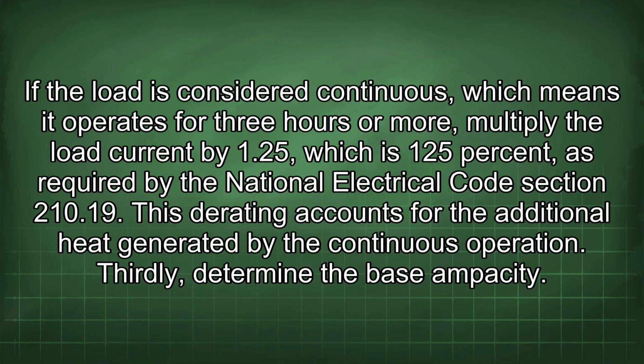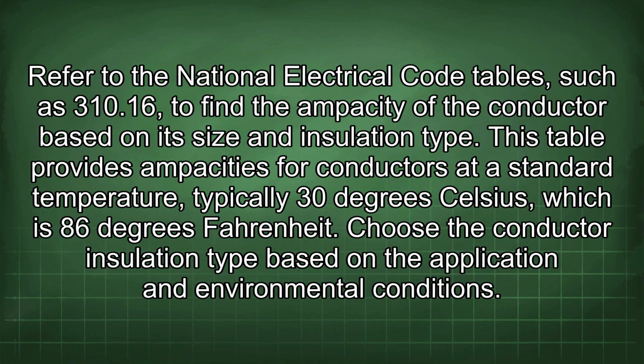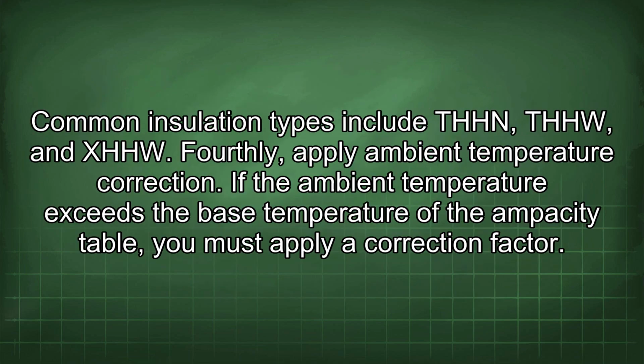Thirdly, determine the base ampacity. Refer to the National Electrical Code tables such as 310.16 to find the ampacity of the conductor based on its size and insulation type. This table provides ampacities for conductors at a standard temperature, typically 30 degrees Celsius, which is 86 degrees Fahrenheit. Choose the conductor insulation type based on the application and environmental conditions. Common insulation types include THHN, THHW, and XHHW.